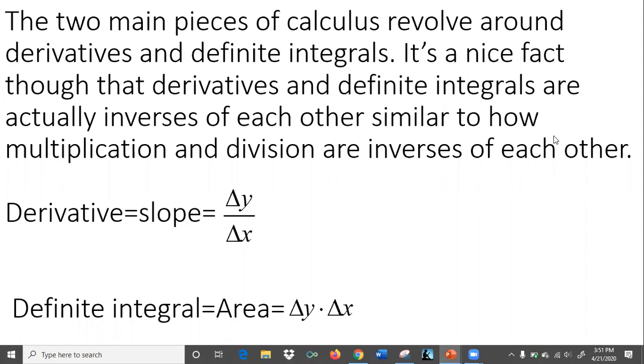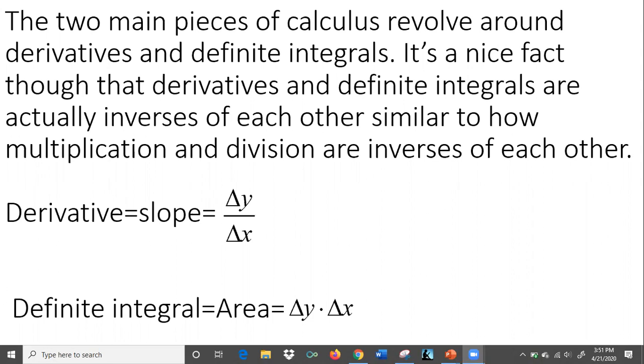So there are two main pieces in calculus that we've talked about this year. The first revolves around derivatives, and the second will revolve around definite integrals. I know definite integrals are still fairly new to us, but they are very important and they are a key component of calculus. It's actually a really nice fact, though, that the derivative and a definite integral are inverses of each other, similar to how multiplication and division are. So similarly to multiplication and division, you just do the opposite to cancel it out.